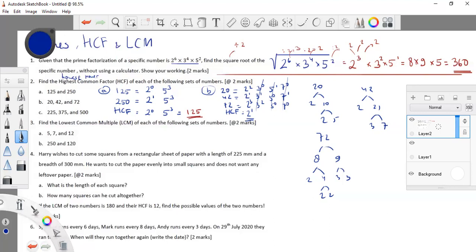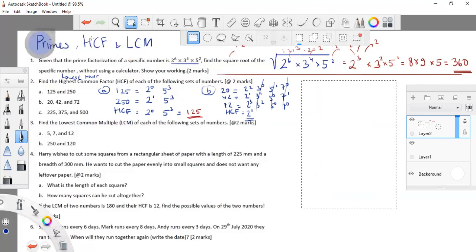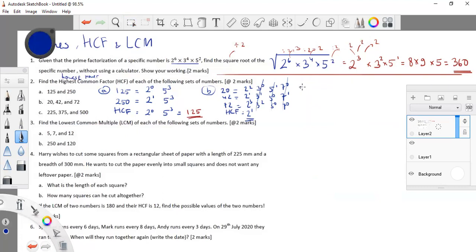Ya, simple ya. Now, C agak ribet. Why? Because we deal with 3 numbers, and greater numbers. Yeah, greater than the question B. So again, 225, 375, 500. I think it's 5, but we can make it further, I think.